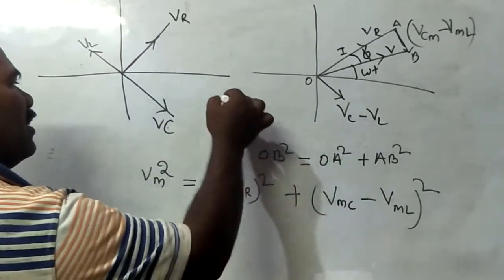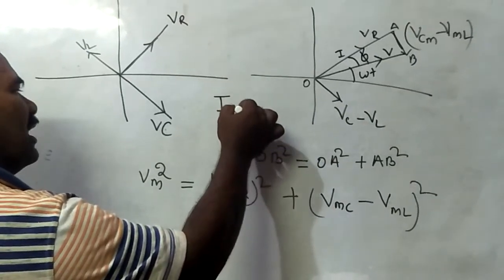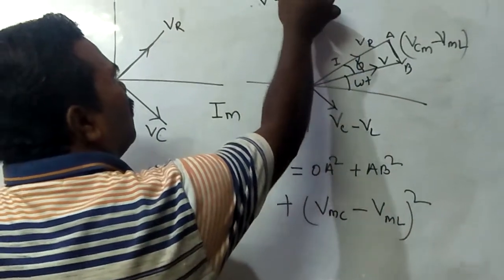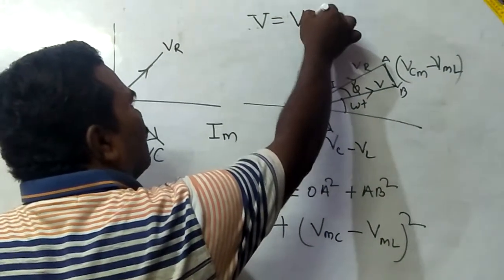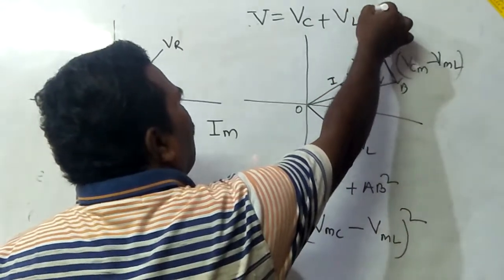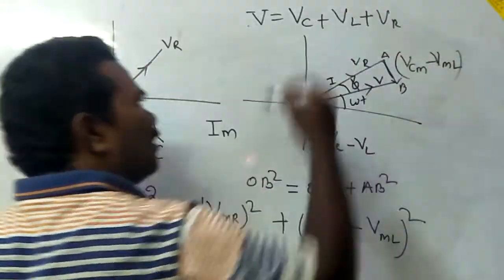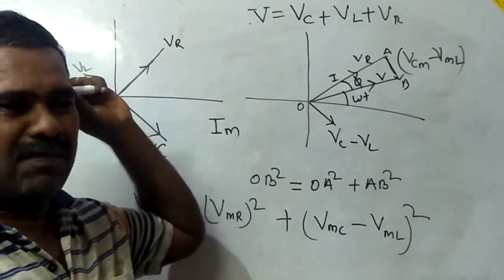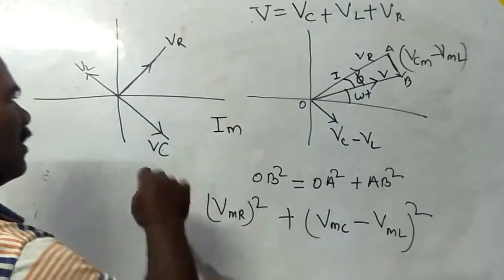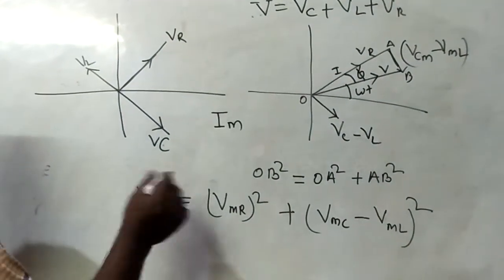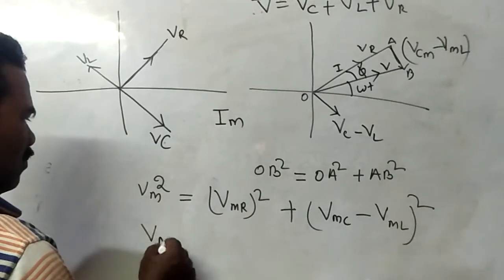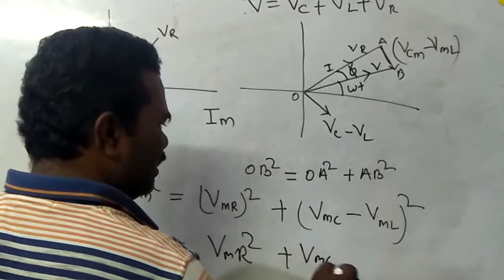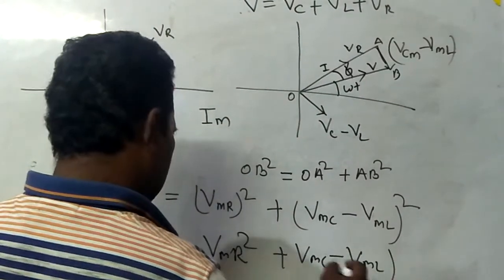Suppose the peak current through each component is Im. Vectorially you can write V is equal to VC plus VL plus VR. They are not scalars, they are phasor vectors. If we add their magnitudes, the sum will not be equal to V, they are different. This is the vector representation. With current Im through them, we can write Vm is equal to the square root of Vmr square plus Vmc minus Vml whole square.